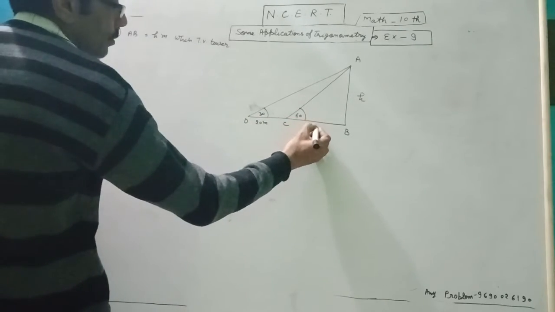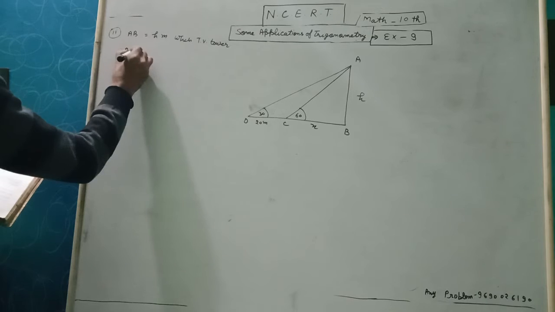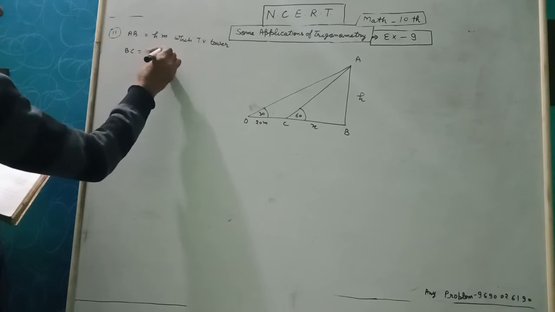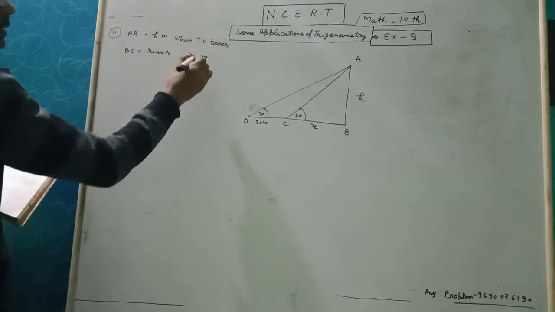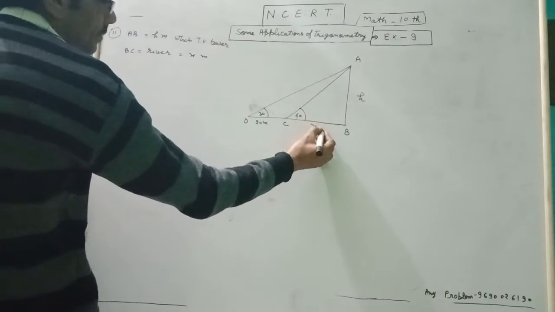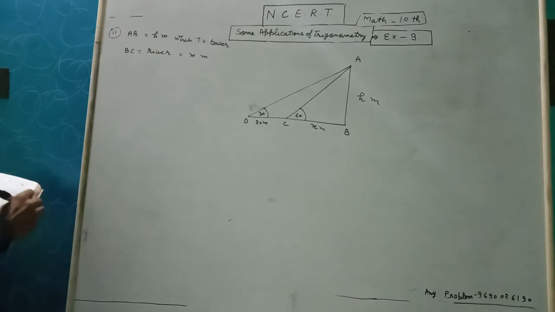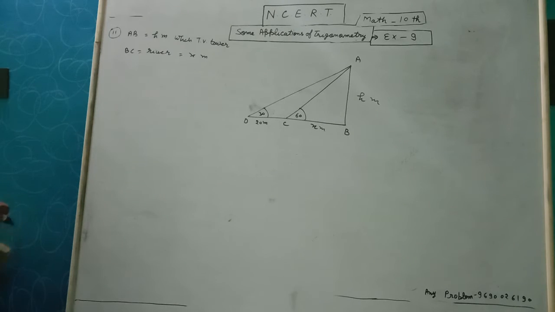BC is equal to river. BC river is equal to X meter. So we find the canal or river width and height of the tower.